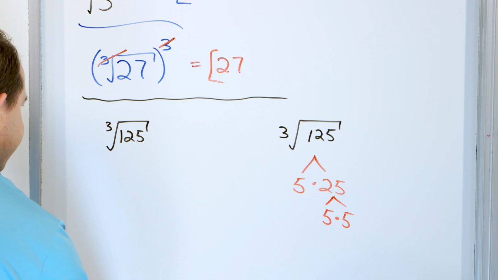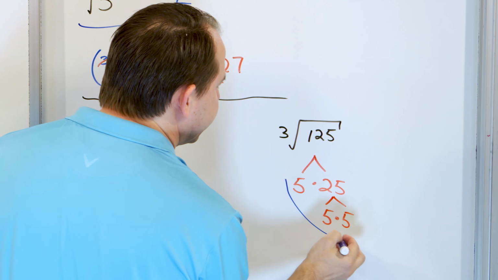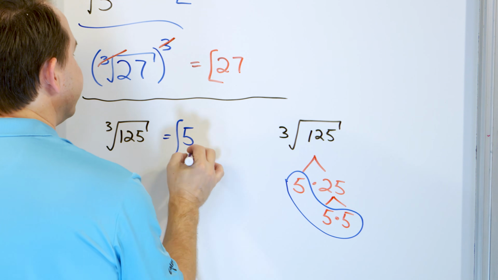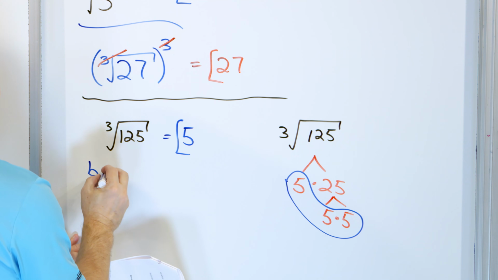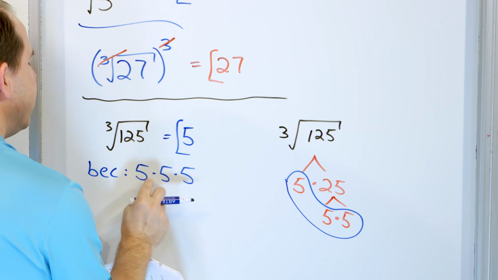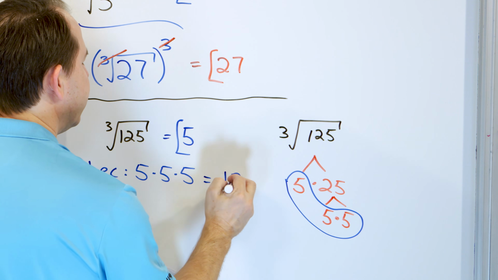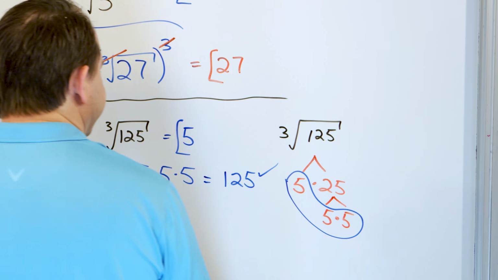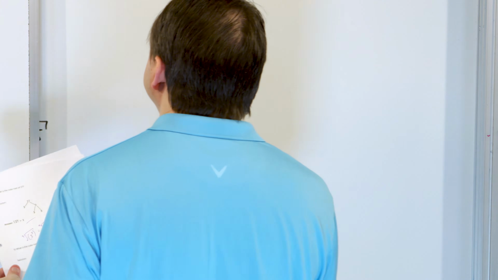And everything on the bottom of the tree is prime. This is a cube root, so we're looking for triplets. Here's a triplet that comes out as a single 5, and the answer is 5. We know it's the answer because, as a check, 5 times 5 times 5, this is 25 times 5, 125, and that's it, right? That's it. So you can always check your work.